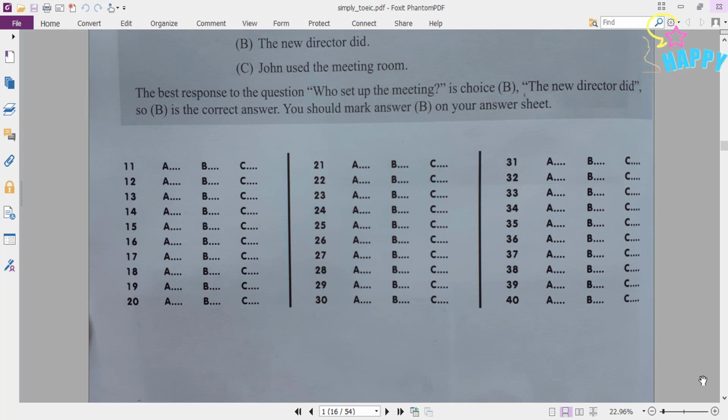Number 35. Will you rent an apartment? A. Only on Saturdays. B. Maybe, but I might buy one instead. C. No, I've nowhere to live.